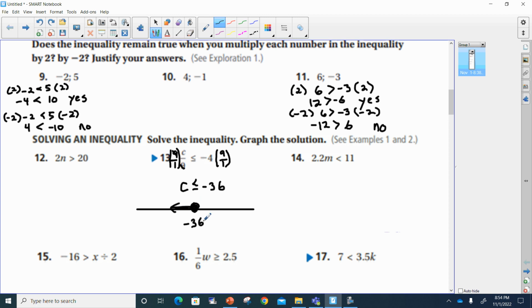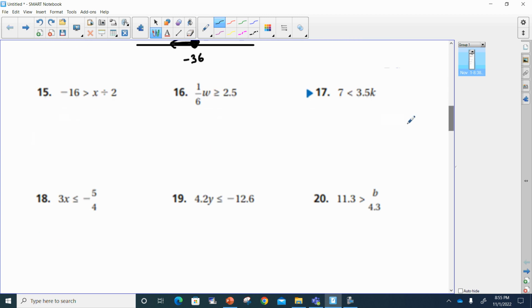All right, now let's go to number 15. Number 15 says negative 16 is greater than x divided by 2. Well, the only way to go ahead and undo this is to multiply it by 2. Now I get x by itself. And whatever I do to one side, I do the other. So I'm going to take negative 16 and multiply it by 2. Well, 2 times negative 16 would give me negative 32. So negative 32 is greater than x.